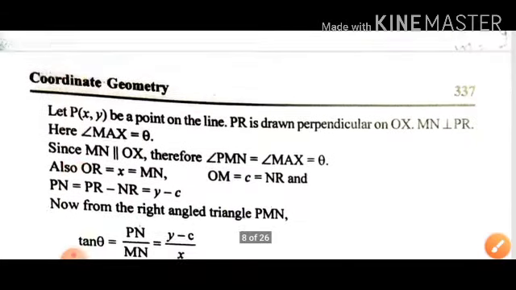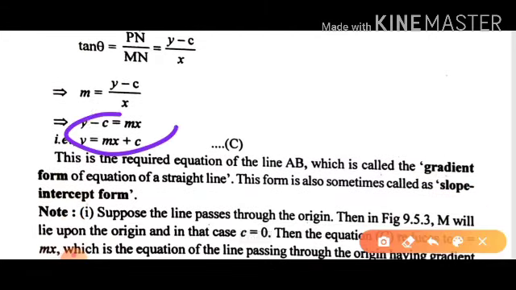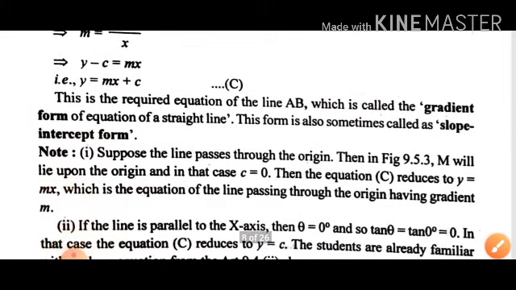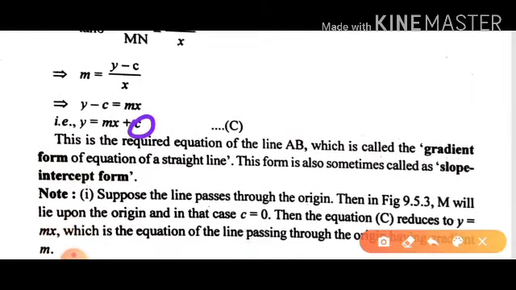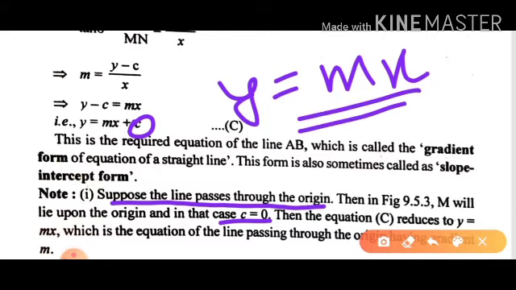Okay, so what we have here is y equal to mx plus c. This is known as the equation of a line in gradient form, or we can say the equation of a line in slope intercept form. When c equal to 0, it becomes y equal to mx, which is a line that passes through the origin.